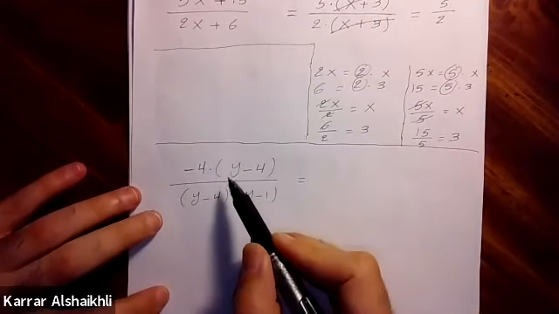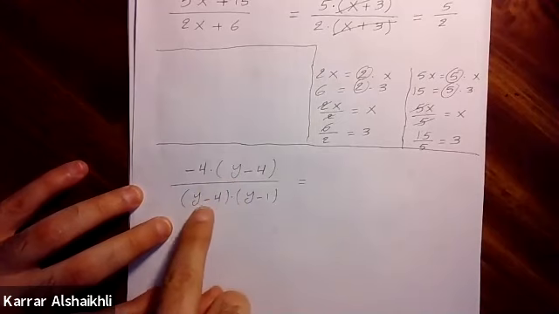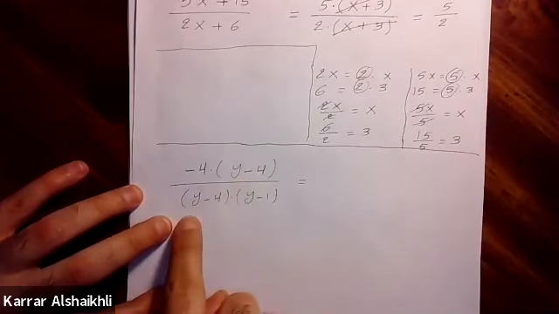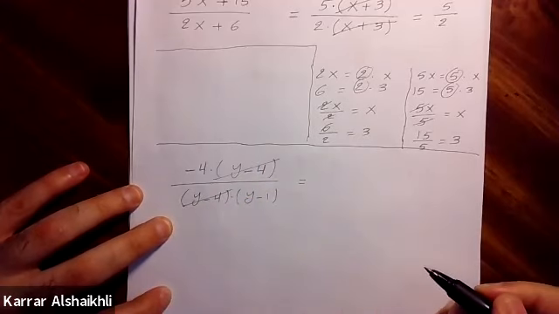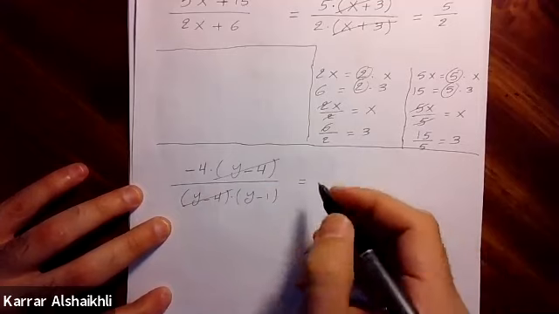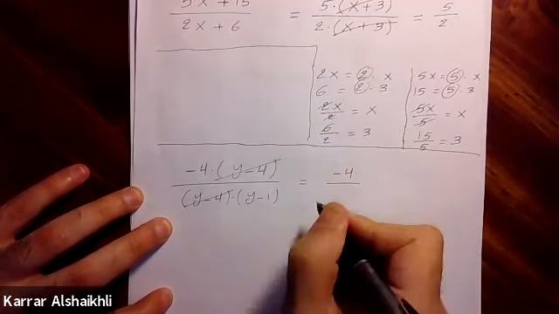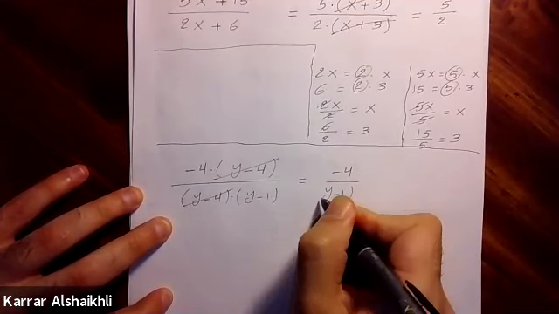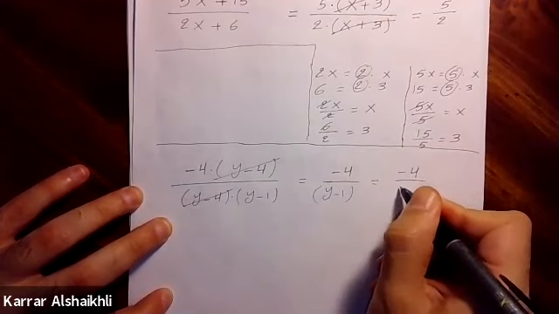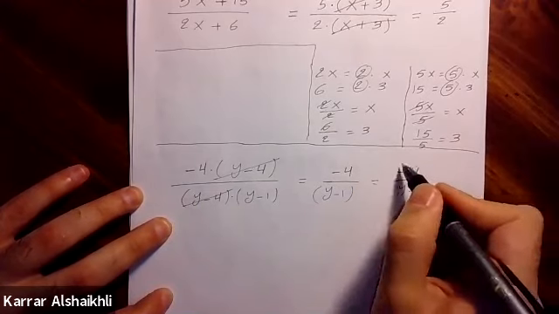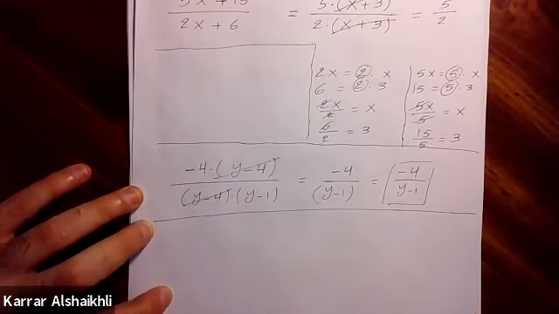So now check the parentheses on the top. It's exactly the same parentheses here on the bottom. y minus 4, y minus 4. So I'm going to cancel this one with this one. The leftover from the top is -4. The leftover from the bottom is y minus 1. If you want to keep the parentheses, it's right. If you want to take the parentheses out, it's going to be right also. You see, we simplify the expression to the lowest term.